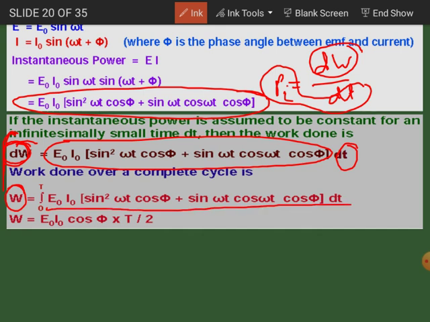If we integrate this dW, we will get W equal to E naught I naught cosine of phi into T by 2. Got it? So what happened? This T by 2, as I told you in the previous chapters while solving those textual questions, means the average power will be equal to E naught I naught divided by 2. It will be coming here also. Okay, let's see.